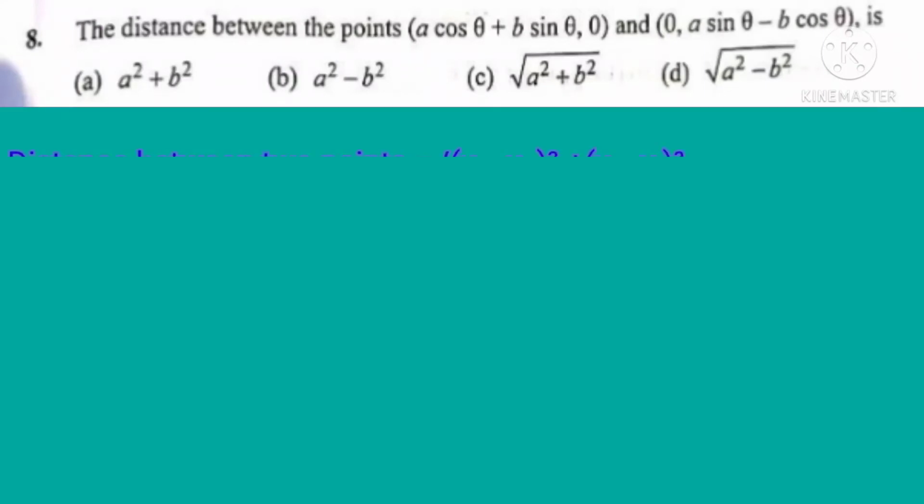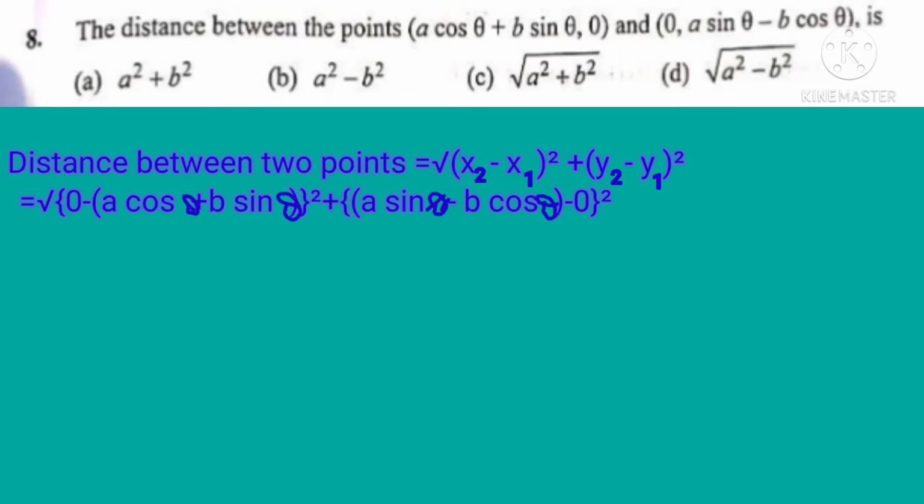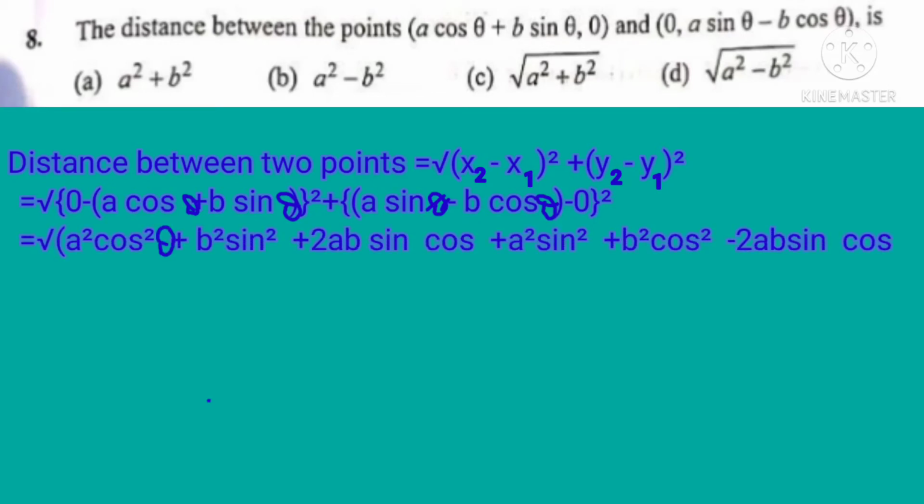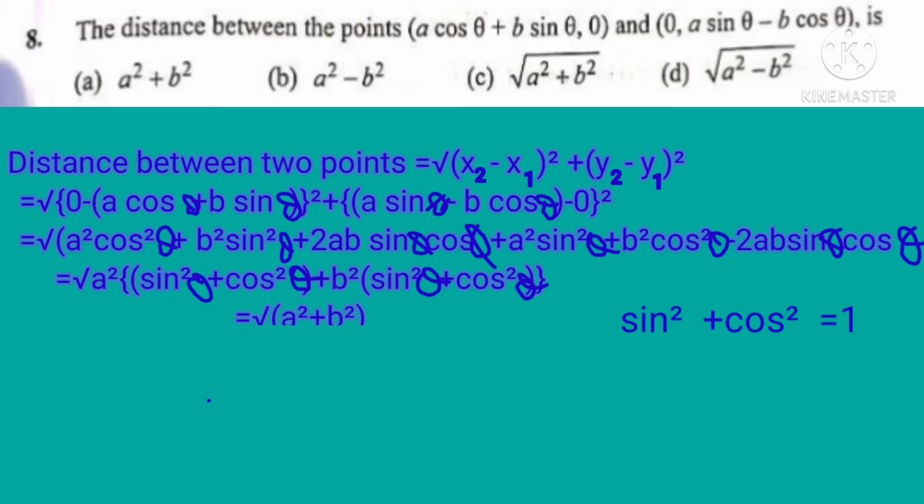So put the values here. This is x1, this is x2, this is y1, this is y2. So we will put the values here. 0 minus something is that term itself, so this is the square of this term, and here it is the square of this term. So apply the (a plus b) whole square formula here. So we will put the values.